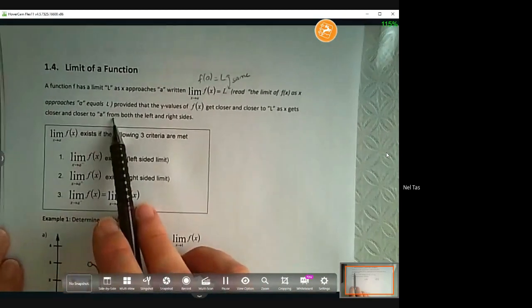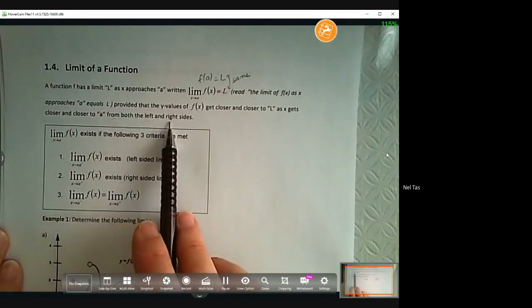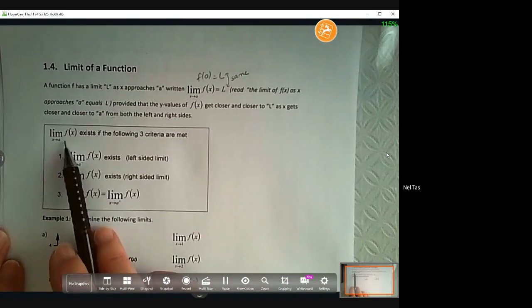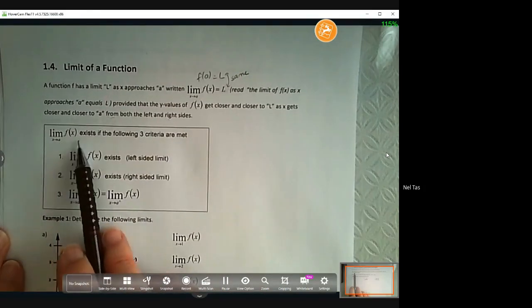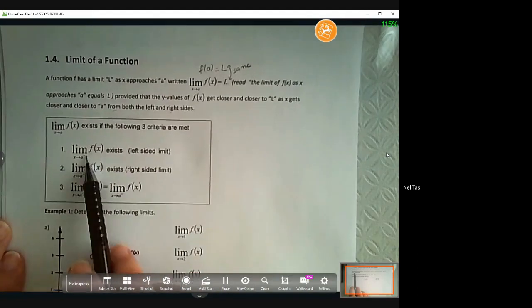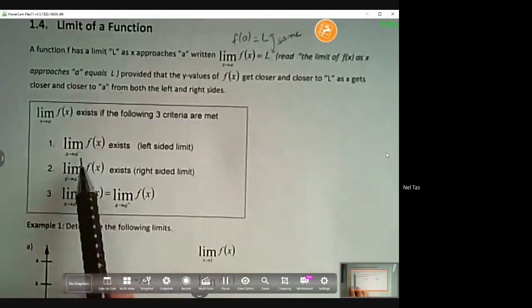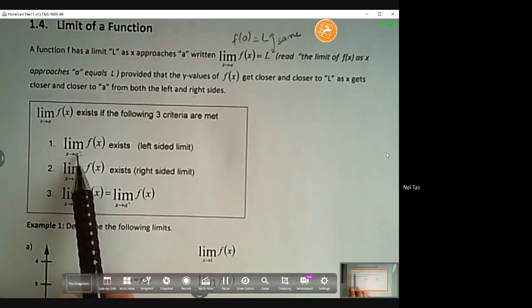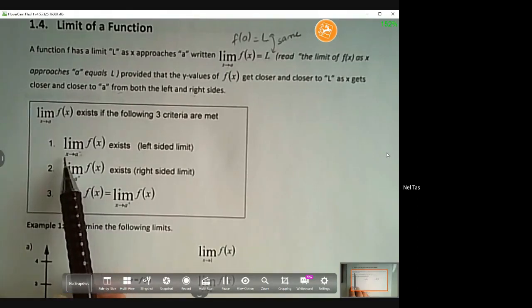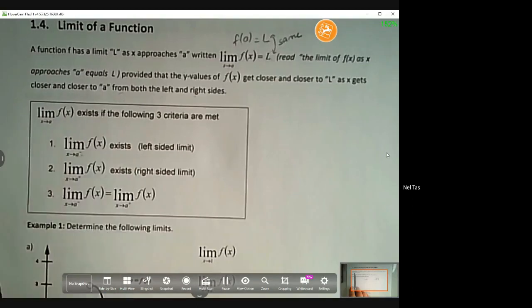And of course, we look at the limit from both sides, from left and from right. So limit of f of x as x approaches a exists if the following three criteria are met. So limit of f of x as x approaches from left. How do we show left? With a little negative sign. This doesn't mean that a is negative or anything like that. This means x approaches a from left side.